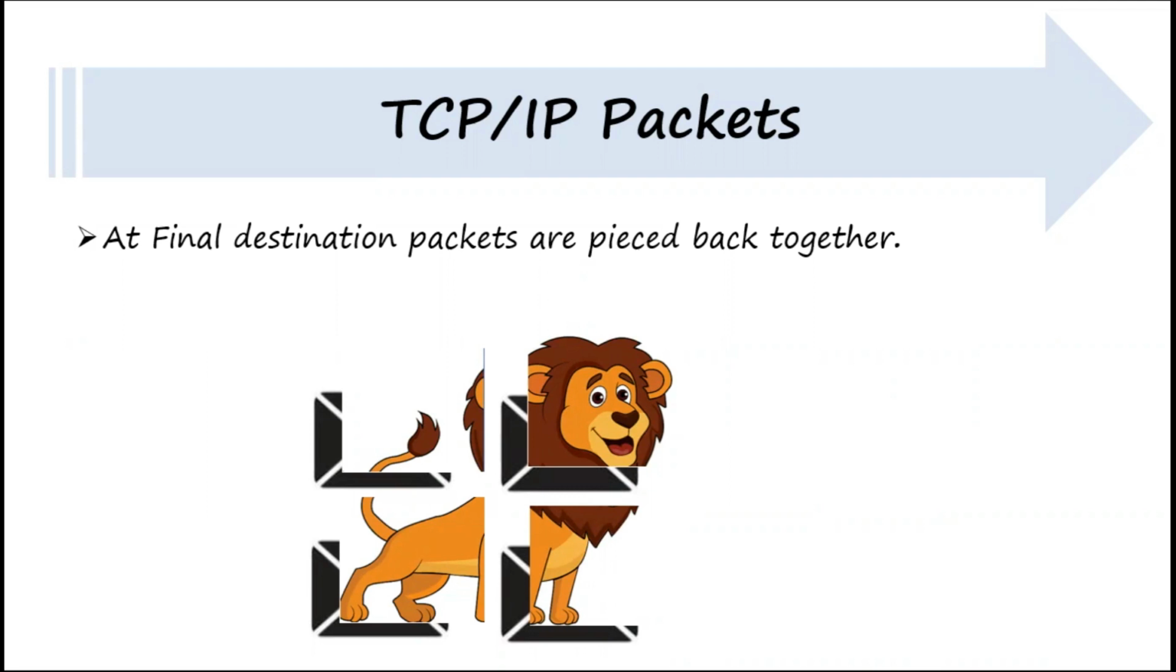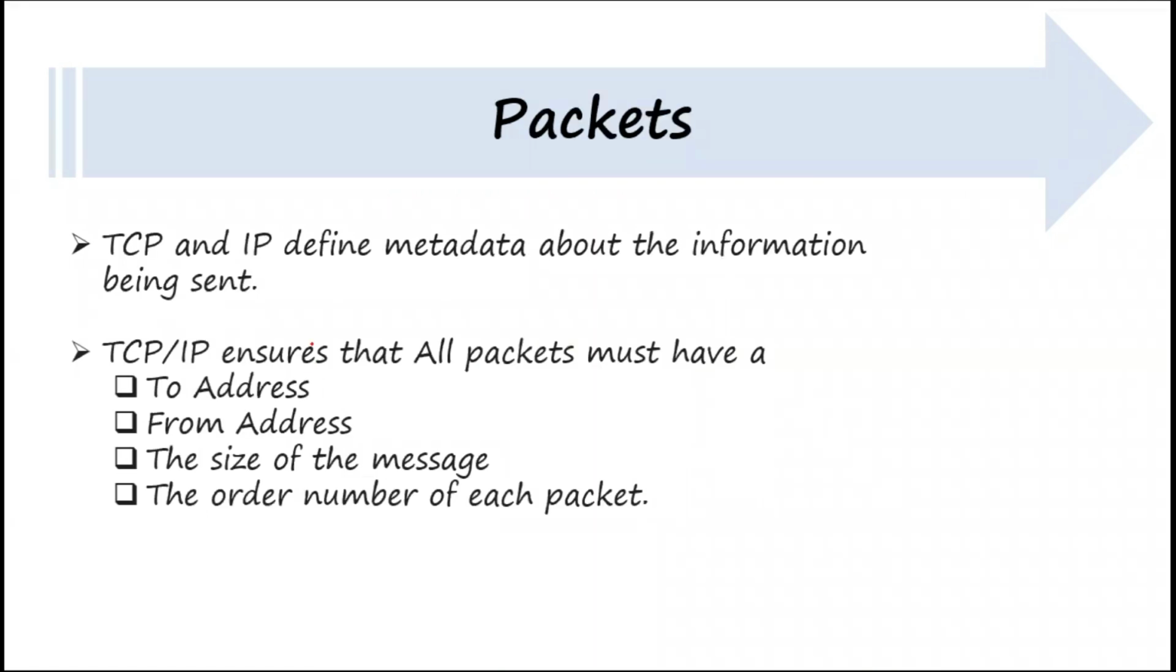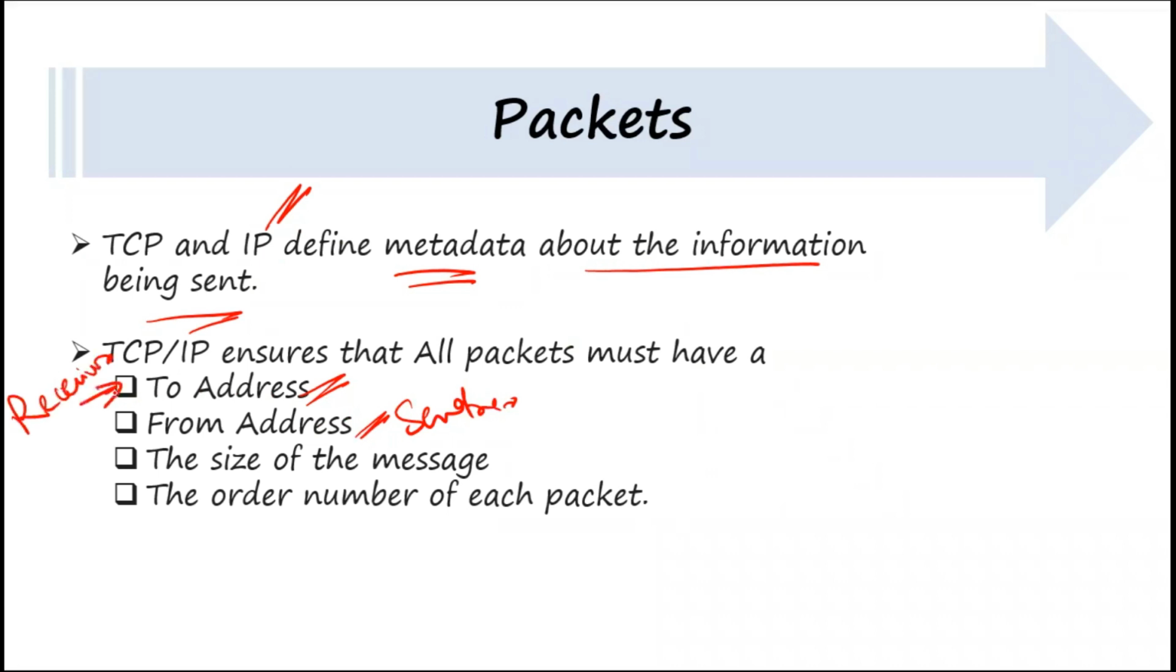So let's quickly recap what TCP and IP do. TCP and IP define metadata about the information being sent. What IP does is tell us to add the address of the sender and the address of the receiver. So this is the sender's address, from where we are getting the data. This is the receiver's address, to whom we are sending. And the size of the image; by size, we mean the actual data.